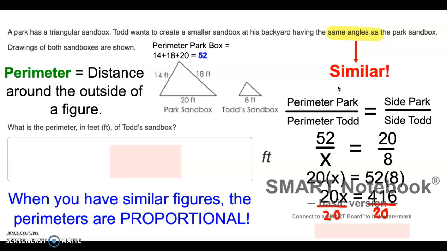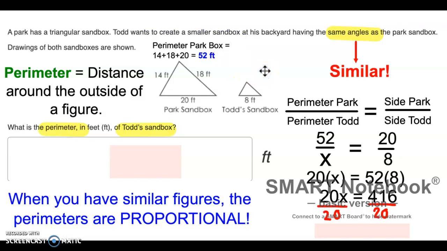So remember, the perimeter is the distance around the outside of the figure. And that's what the problem is asking us to find. So you always want to identify, what is this question asking me? And here we want to find the perimeter of Todd's sandbox. Right now we can't find the perimeter of Todd's sandbox, but we can find the perimeter of the park sandbox. So to find the perimeter of the park sandbox, you're going to take all three sides and add them together. So 14 feet plus 18 feet plus 20 feet tells us that the perimeter of the sandbox is 52 feet.